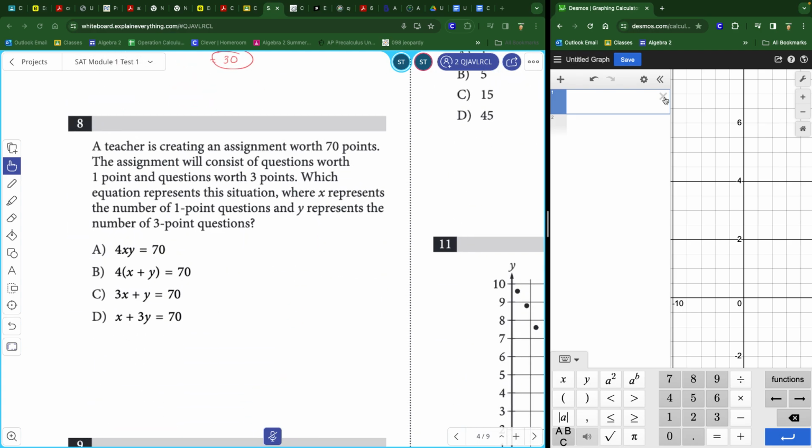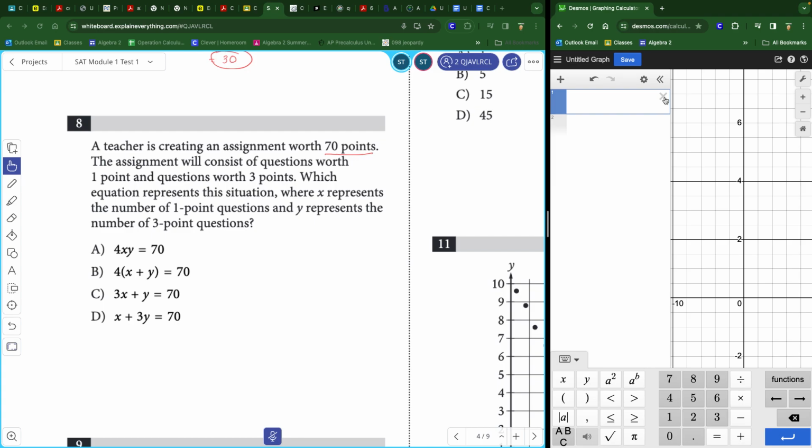Problem 8: a teacher is creating an assignment with 70 points. 1-point questions and 3-point questions. You can always tell they're going to ask how many 1-point questions, how many 3-point questions do we have? x represents the number of 1-point questions, so x's are 1 point and y's are 3 points. And there are 70 points altogether.